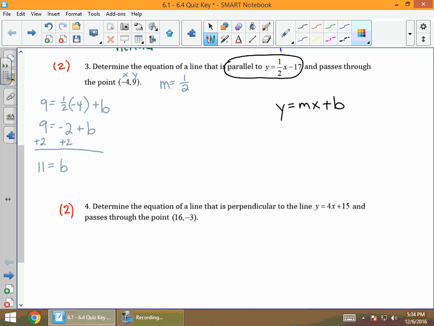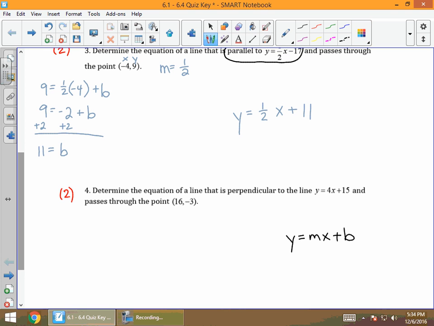So now I know my two variables. I see b is 11 and m is 1/2. So my equation is y equals m, which is 1/2, x plus the b value, which is 11. Notice where the x is located. I just put it off to the side. It's not on the bottom. You can put it on the top if you want, but I like just writing that fraction 1/2, then an x, then plus 11.